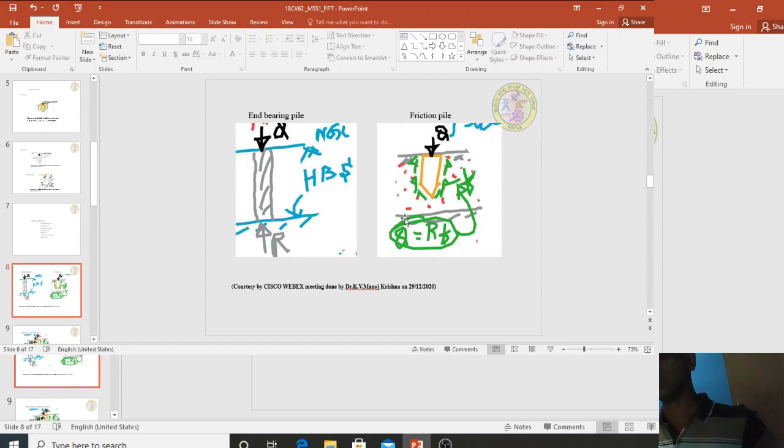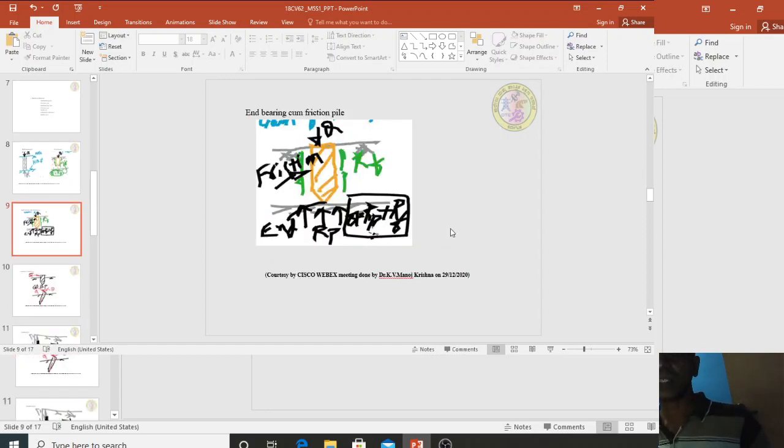Friction pile means whenever the depth of hard bearing strata is greater, and the pile cannot possibly be taken up to 20, 30, 50 meter depth because of cost constraints, then the surrounding soil is very good to take the frictional stresses, and the frictional stresses are sufficient to nullify the applied load Q. In such a case, one can go for a friction pile. In such a case, Q ultimate is equal to RF.